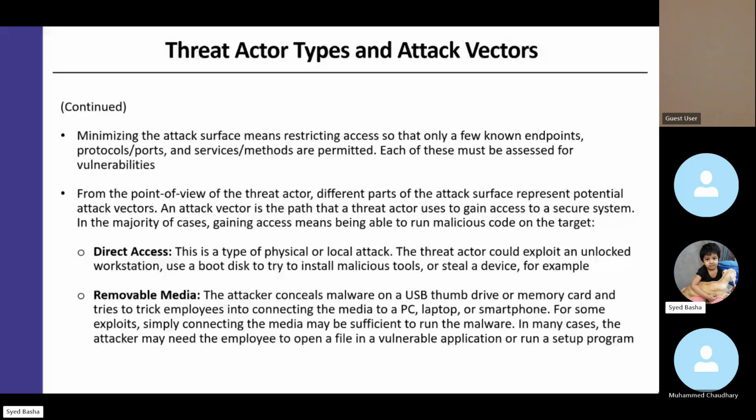These are some things, from the point of view of the threat actor, different parts of the attack surface. Direct access: in this way, the attack vector can do direct access. This is a type of physical or local attack. The threat actor could exploit an unlocked workstation, or use a boot disk to try to install malicious tools. So this is a threat actor who comes and accesses your workstation or laptop or your system directly. This is one way.